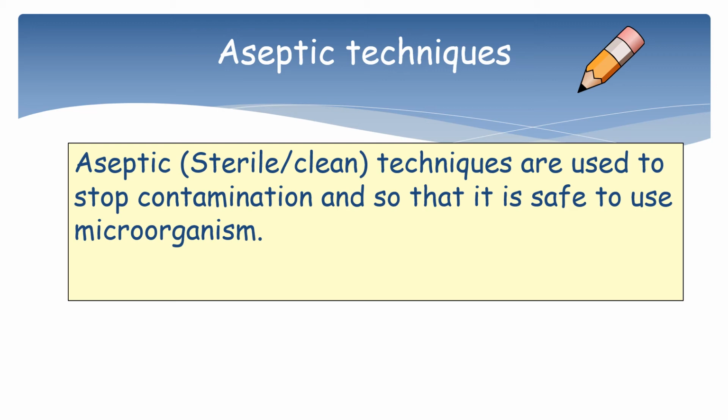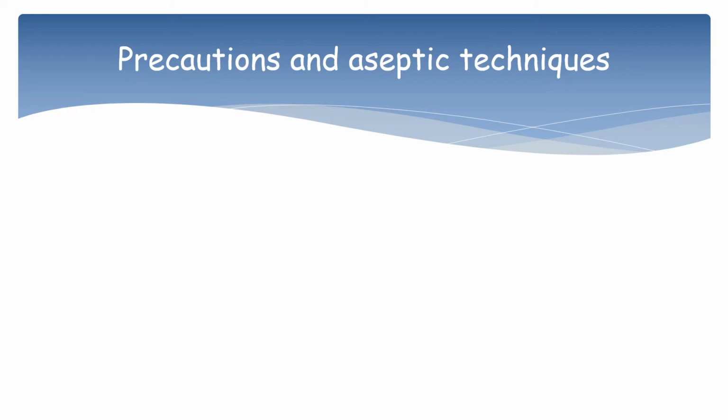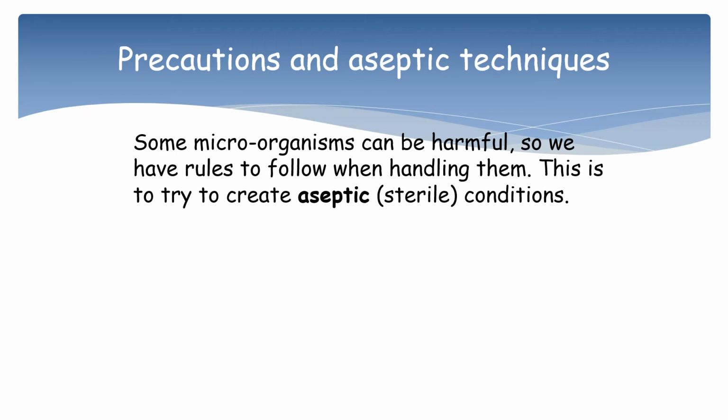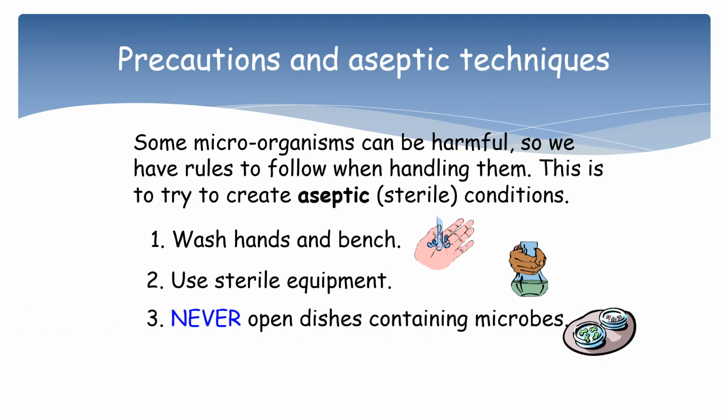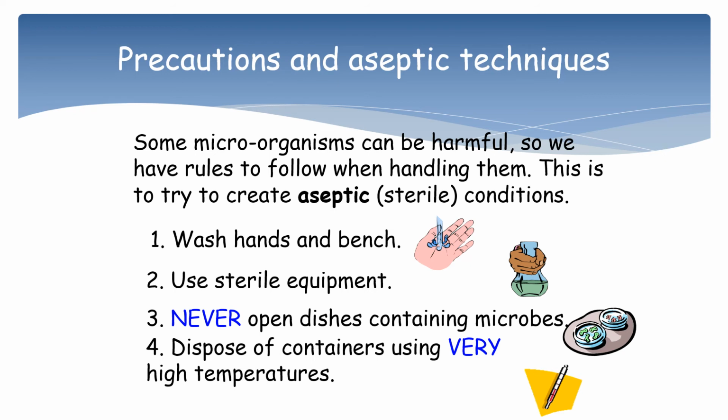So you need to note this. Aseptic techniques would be your title. And this question usually comes up: why do you need to use aseptic techniques? First of all, aseptic techniques mean basically sterile and clean techniques. They are used to stop contamination so that it is safe to use microorganisms. We don't want contamination as it might make microorganisms dangerous. The precautions and aseptic techniques we use in the lab are because some microorganisms may be harmful. So we have to use these rules and follow them when handling any type of microorganism, to create aseptic, sterile conditions so that we are safe. So you need to wash your hands and bench each time you're using them. You need to use sterile equipment. You never open dishes containing microbes, and you dispose of containers and dishes using very high temperatures.